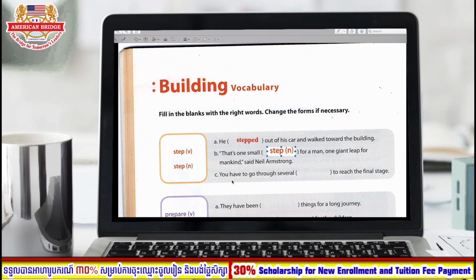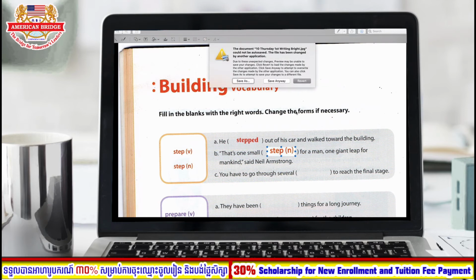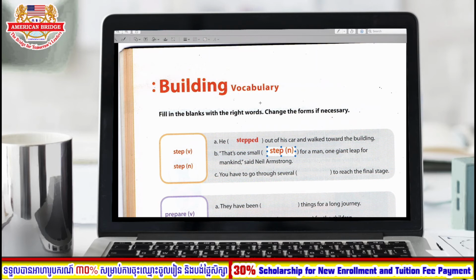Let us see. You have to go through several steps to reach the final stage. So step right here is supposed to be a noun, right? You need to use step, which functions as the noun, but you also need to add s because several suggests the plural word. So I can copy it here, and then just delete this and add s. Okay, good.